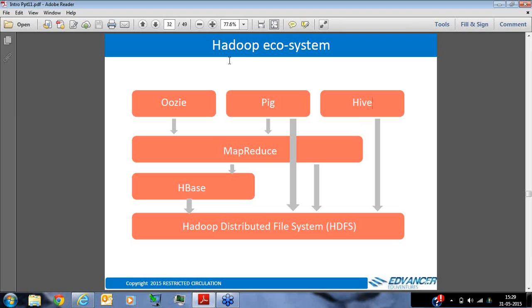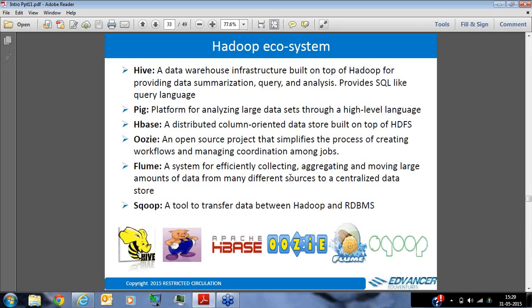What exactly are these Oozie and Pig and Hive, etc.? Let's take a look at that. Hive is actually a data warehousing infrastructure which is built on top of Hadoop. So Hadoop even provides you a data warehousing infrastructure in case you want that, through Hive. It provides the ability to summarize data, to query and analyze data through a SQL-like query language called HiveQL. It is quite similar to SQL. You can do a lot of analysis and processing of data using HiveQL.